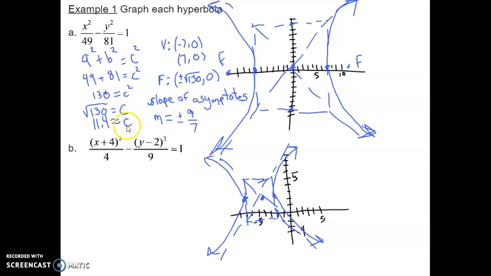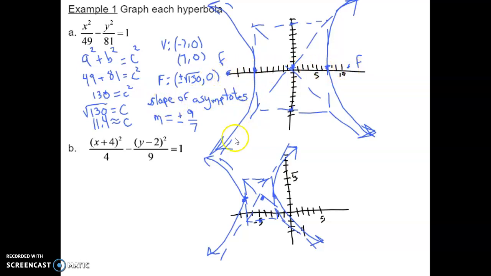All right, the coordinates for the vertices. This vertex is at -7, 0. It's 7 units to the left of the center. And I have another vertex over here at 7, 0. My focus, I'm going to write it as plus or minus the square root of 130, comma 0. It takes care of both of these.